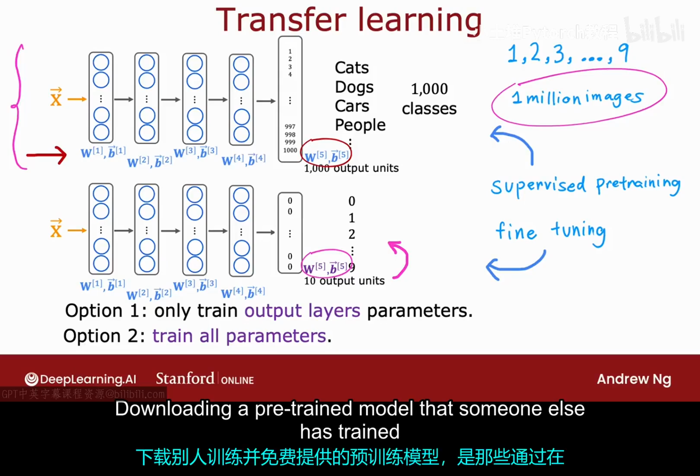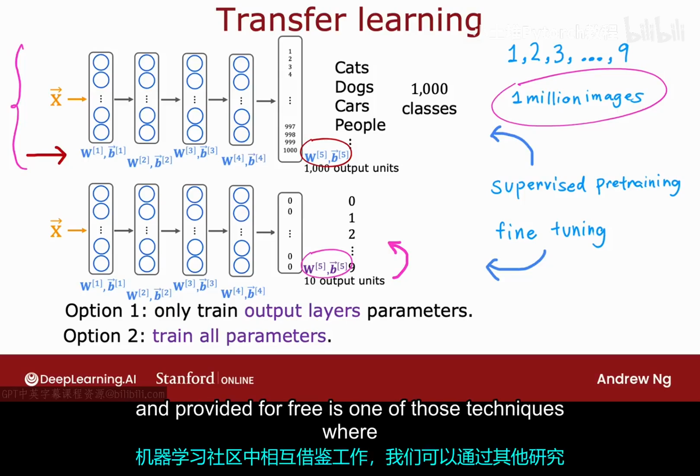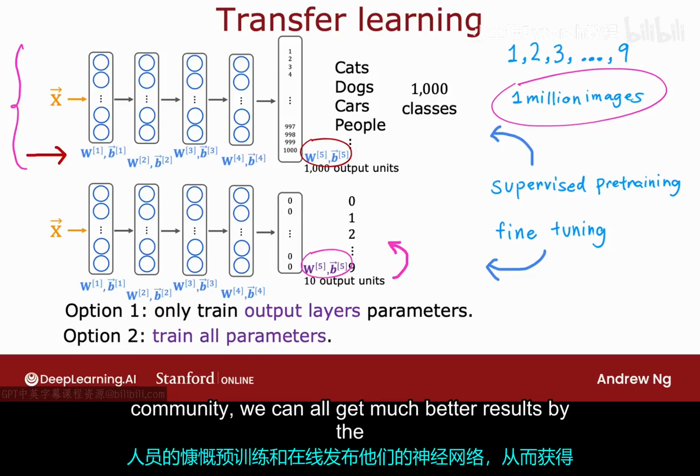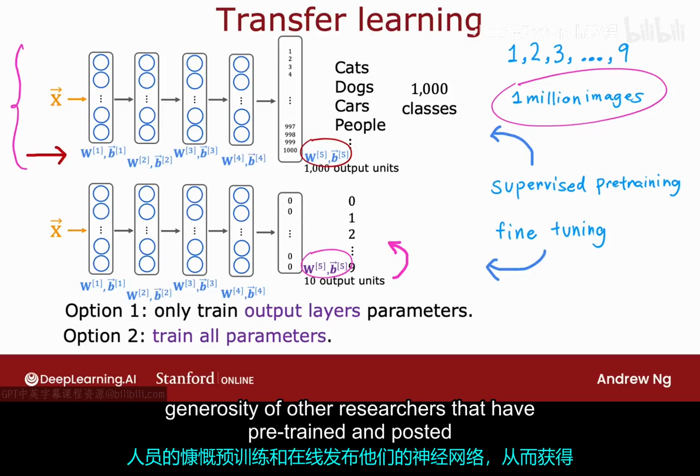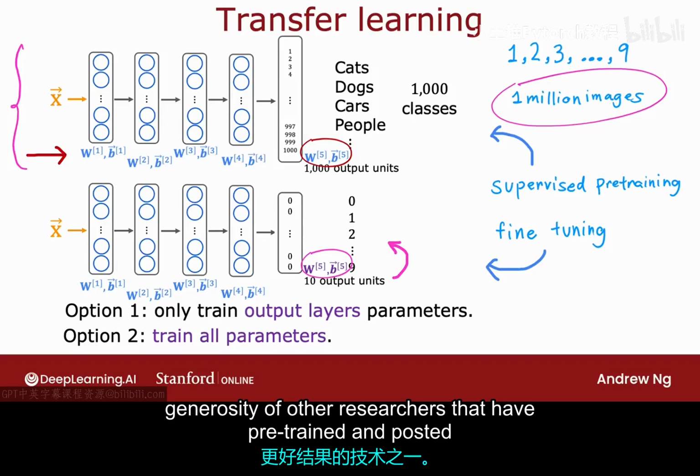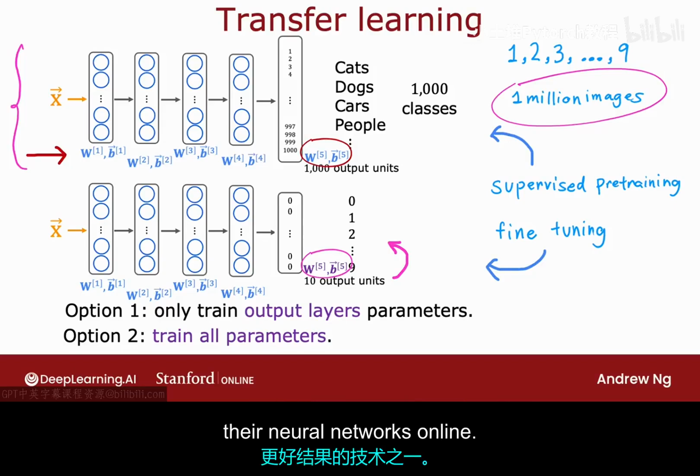Downloading a pre-trained model that someone else has trained and provided for free is one of those techniques where, by building on each other's work in the machine learning community, we can all get much better results by the generosity of other researchers that have pre-trained and posted their neural networks online.